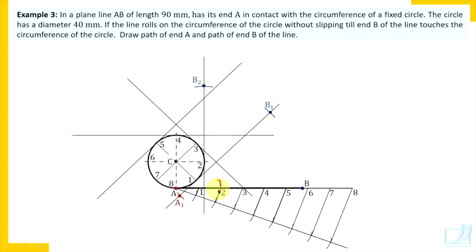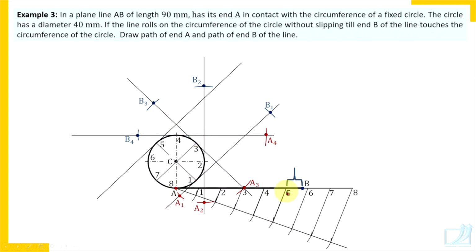Now take distance 2A in compass, and from point 2 you cut the second tangent again, but on the other side. Now take distance 3B in compass, and from 3 cut the tangent on one side, and take distance 3A in compass, and from point 3 on the other side you cut the same tangent. Now take distance 4B in compass, and from 4 you will get B4 point, and take distance 4A in compass, and on the other side of tangent 4 you mark A4.